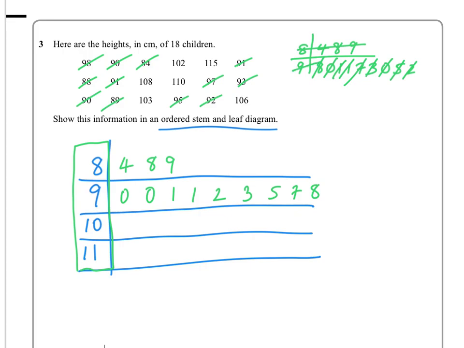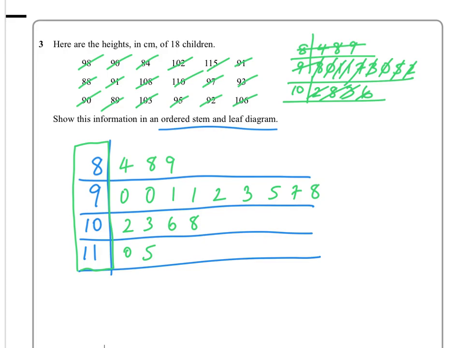Now I can finish off the rest now, so I've got the 10s, and that will be 10 with a 2, 10 with an 8, 10 with a 3, a 10 with a 6, and then 2, 3, 6, 8. And then lastly, the 11s, I've got a 0 and a 5.